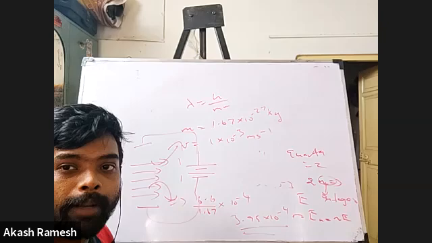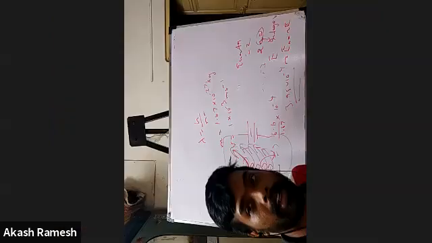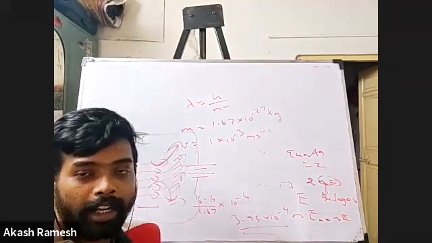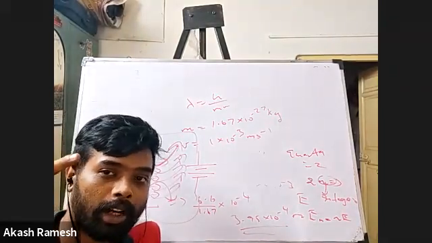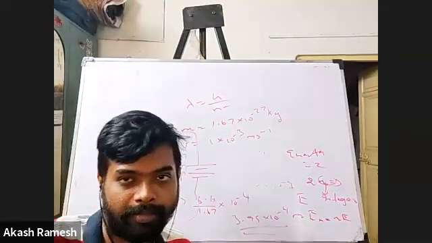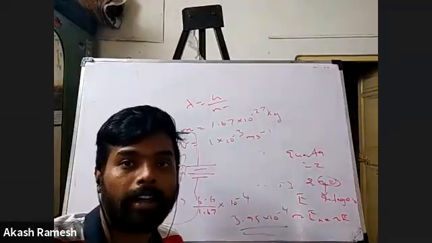So this is how Thomson concluded that the cathode rays are made up of negatively charged particles, because whenever an external electric field is applied, the cathode rays bend towards the positive electrode, indicating that they are negatively charged. Okay, fine.